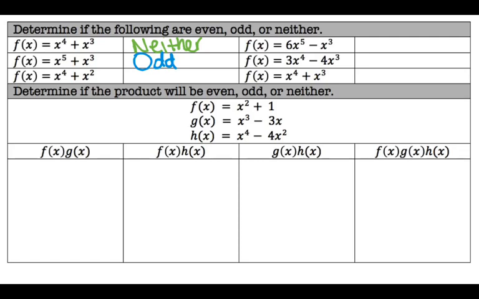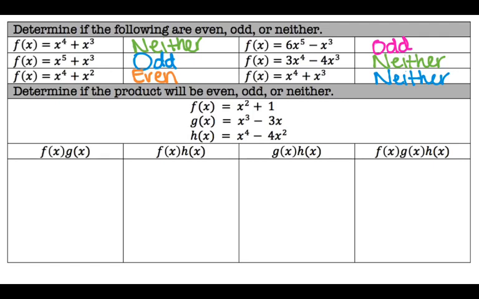X to the fourth plus x to the second. 4 and 2 are both even numbers, so when I add them, it's even. 6x to the fifth minus x to the third. 5 is odd and 3 is odd, so when I subtract, it's odd. 3x to the fourth minus 4x to the third. Well, one of the exponents is even and one of them is odd, so that's neither. And then same with the next one. I have x to the fourth and x to the third. One's even, one's odd, so that's neither.